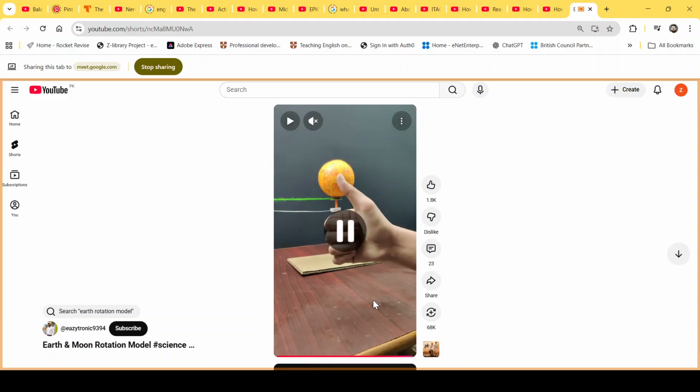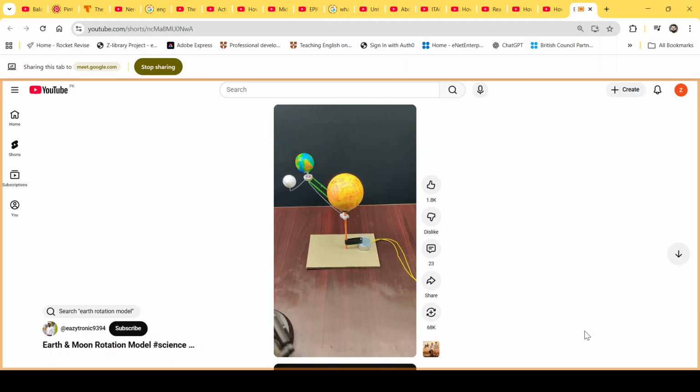And another thing that isn't highlighted is the fact that the moon also revolves around its own axis, and we're always facing the same side of the moon. Right, so just once more.